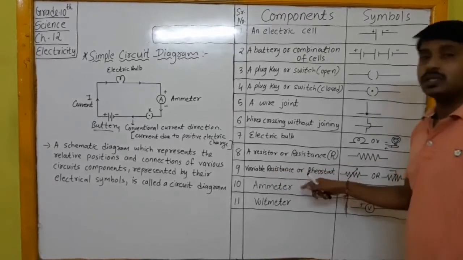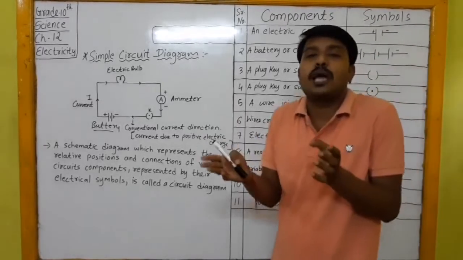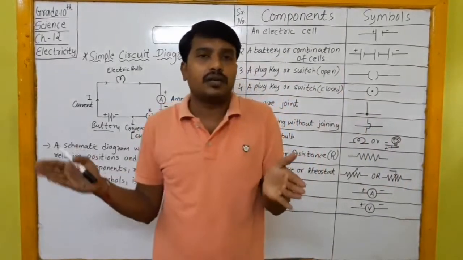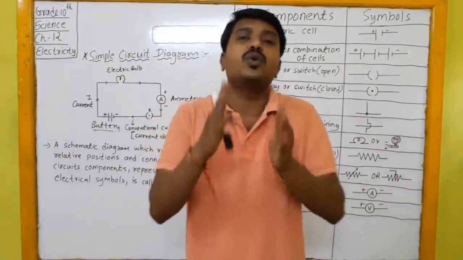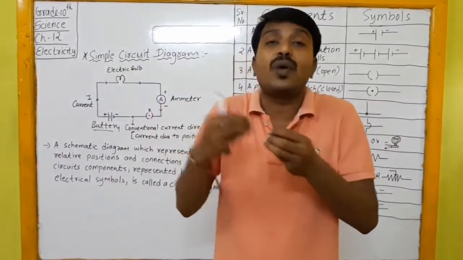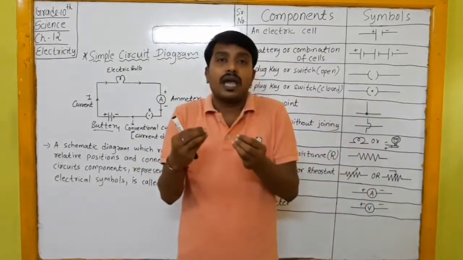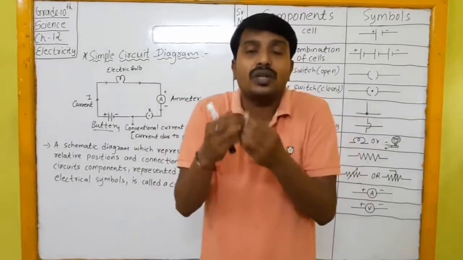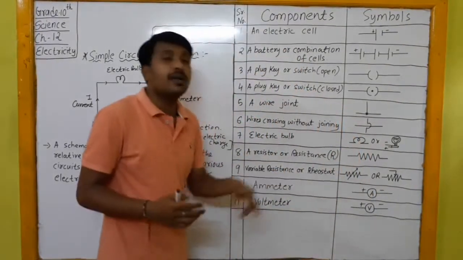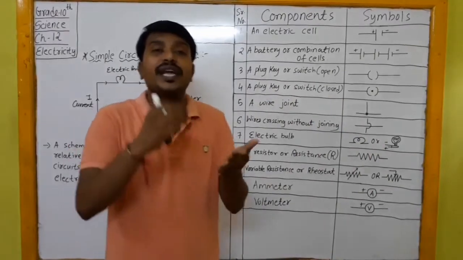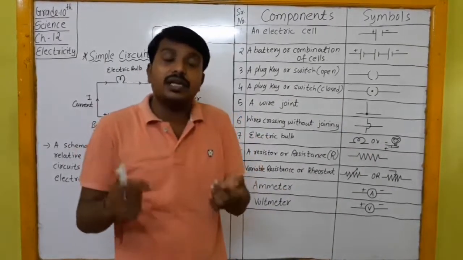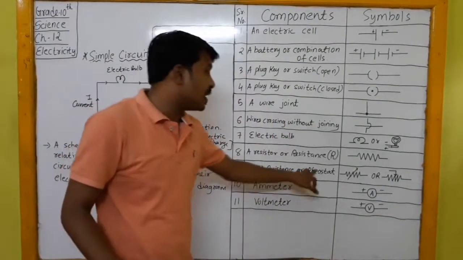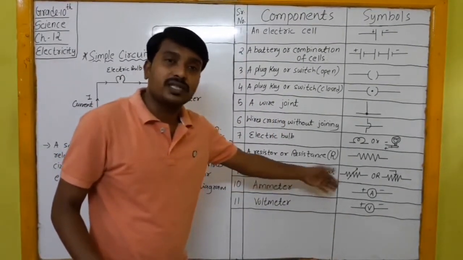Now variable resistance. We can use two different types of resistance in the circuit. The one which has a fixed value controls the current at a fixed value. But suppose I have to adjust my current, whatever current is flowing in the circuit, I have to control it. So I can control that current by means of a variable resistance. Suppose I want to increase or decrease the electric current, that is only possible if you are using the variable resistance or rheostat. Rheostat is its other name.